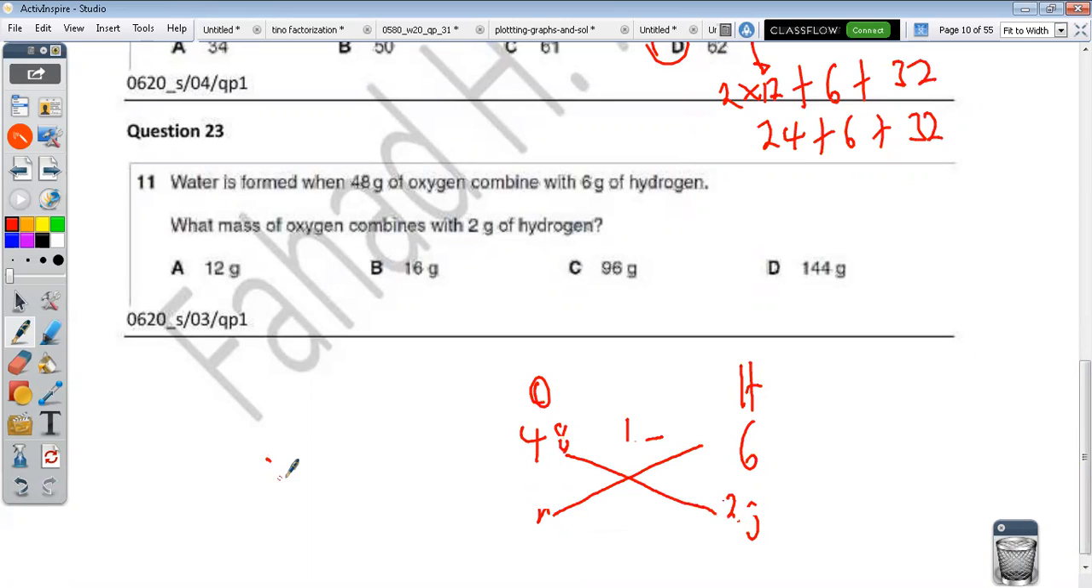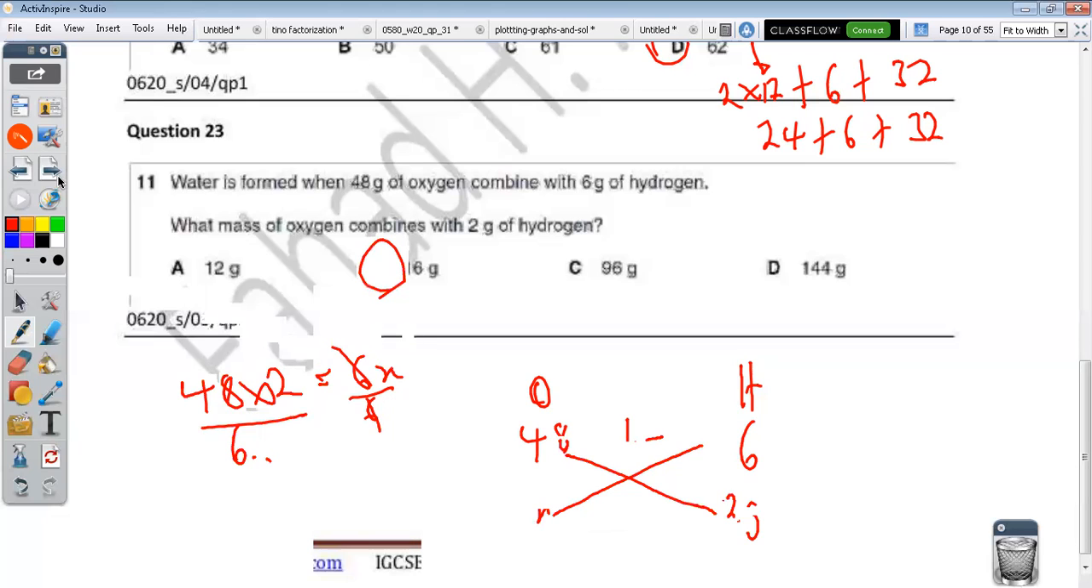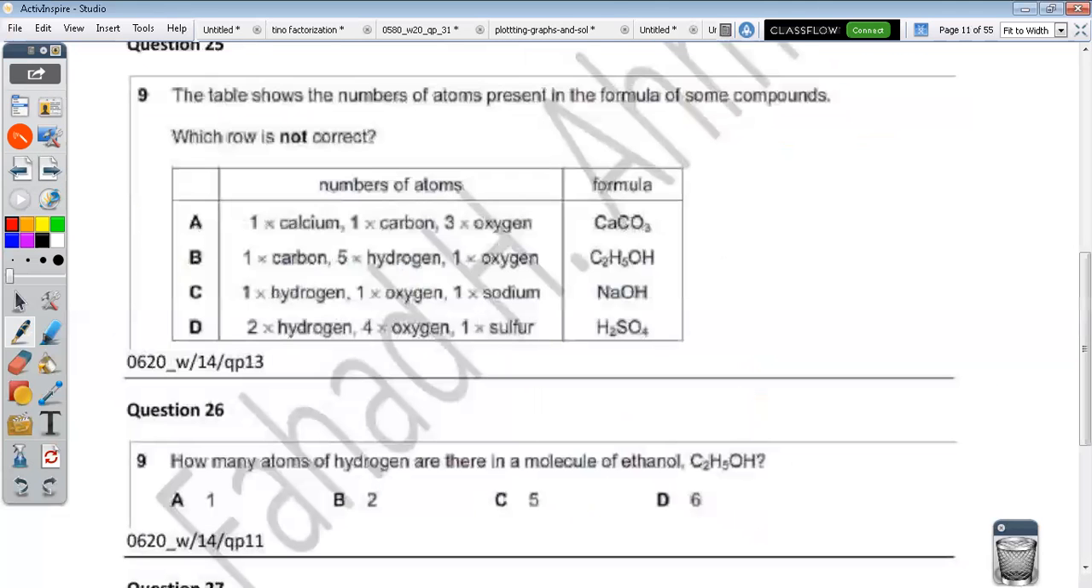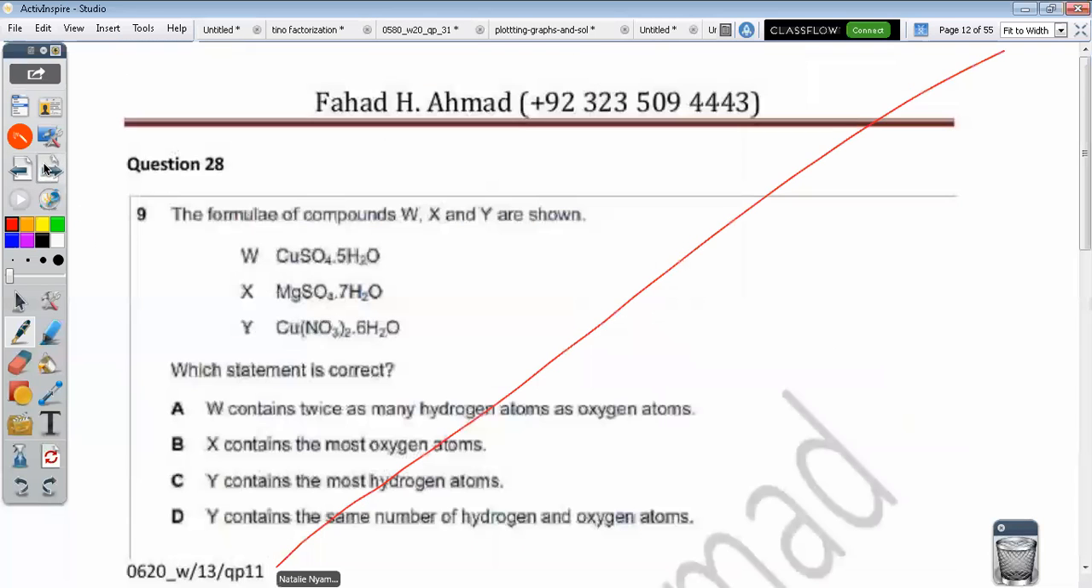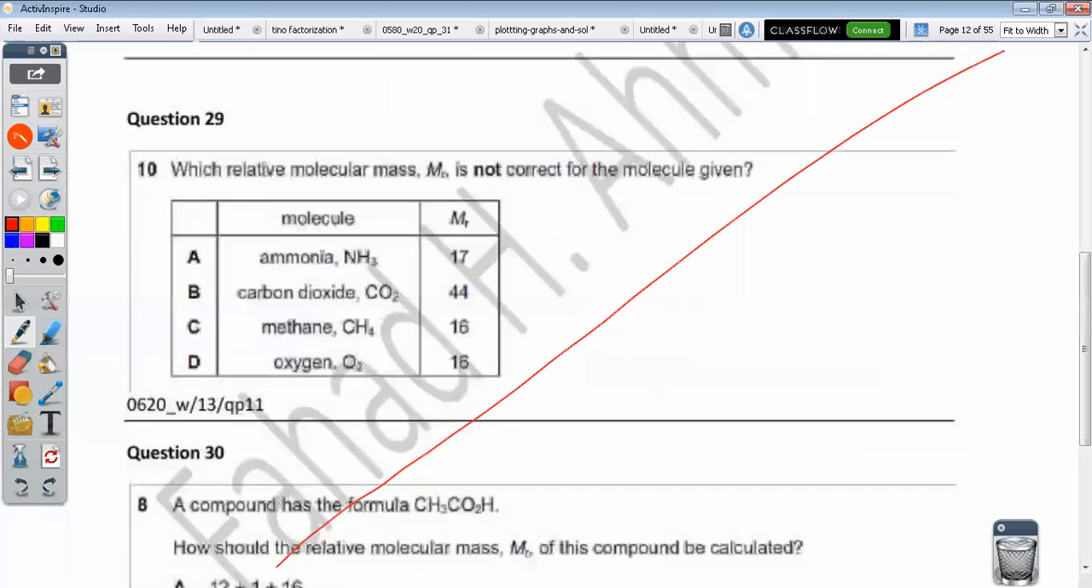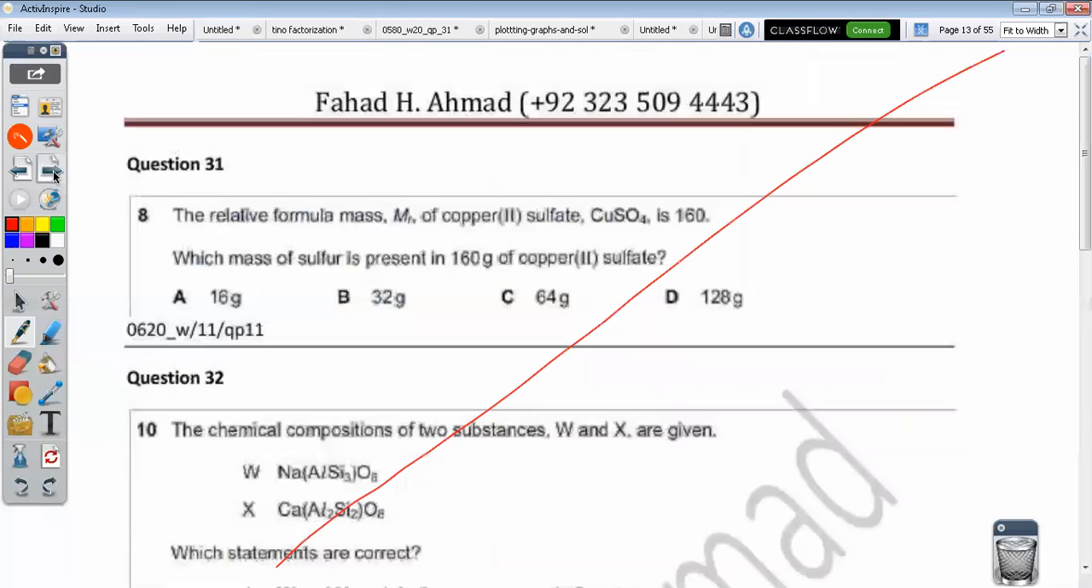What's happening to my pen here? Anyway, it will be 48 multiplied by 2 is equal to 6x. Divide by 6, divide by 6. And what do you get? What's the answer? 16. No? What's happening? Okay, we want to move on to the actual questions. This is what we talked about with those who missed the last lesson.